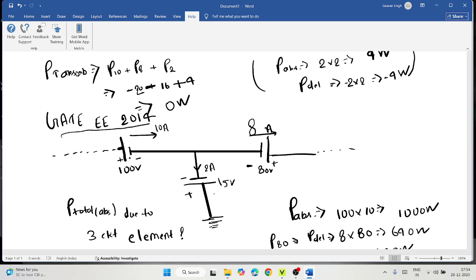Okay, so you can simply understand the conclusion of this class: if the current enters through the negative side of a voltage source, then it is delivered power, and if current enters the positive side of a voltage source, then it is called absorbed power.